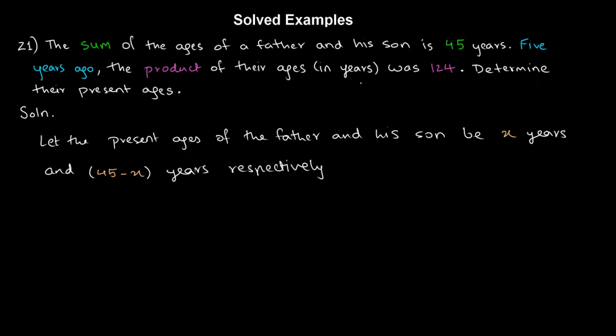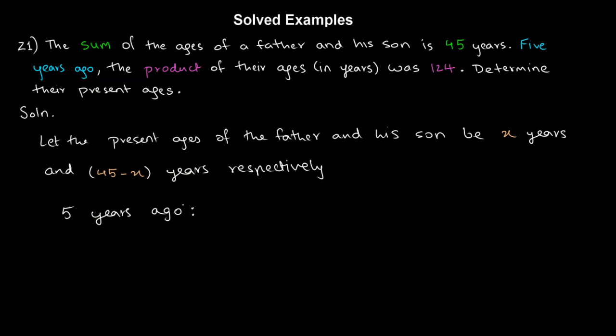Right? So how do we use this information? Now understand, the sum of the father's age and the son's age is 45 years. So if we've taken the father's age as x, the age of the son will definitely be 45 minus x. So the present ages of the father and his son are x and 45 minus x respectively. The product of their ages 5 years ago was 124. So if the present ages are x and 45 minus x, 5 years ago, right?